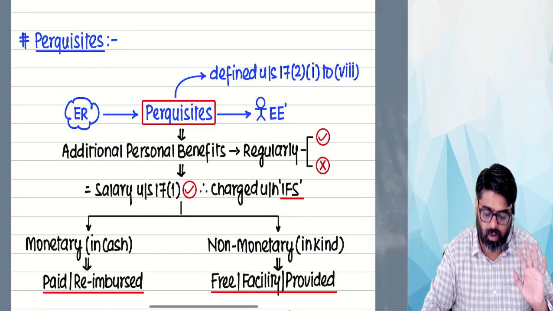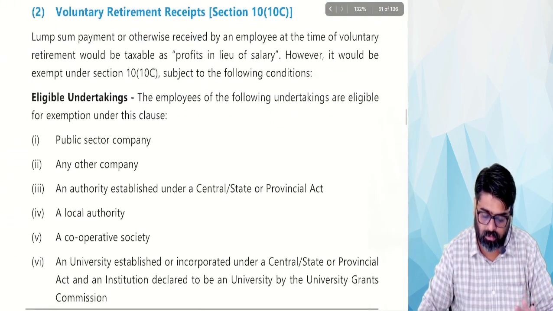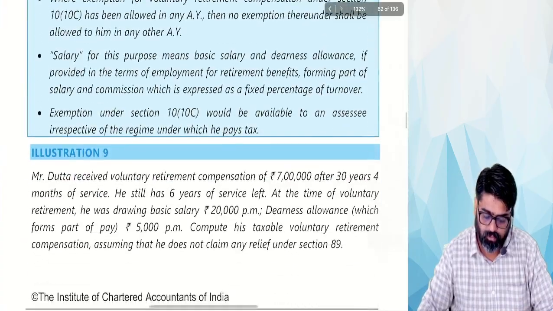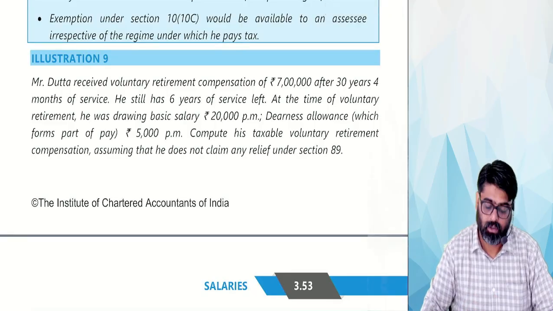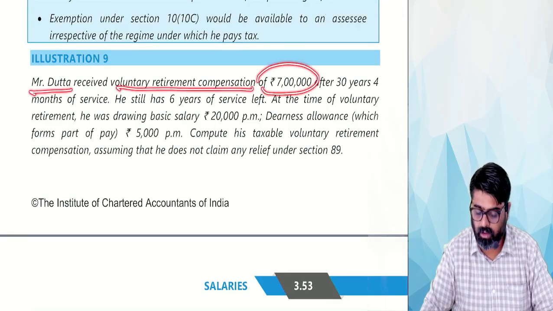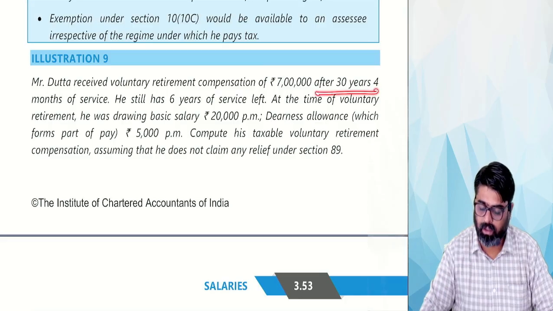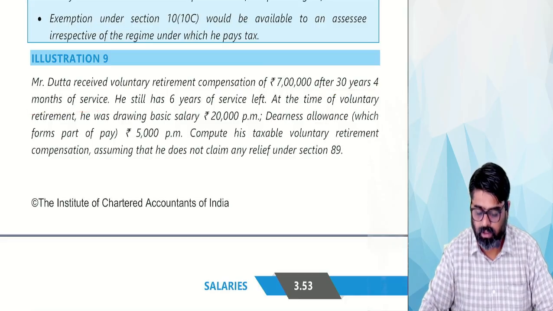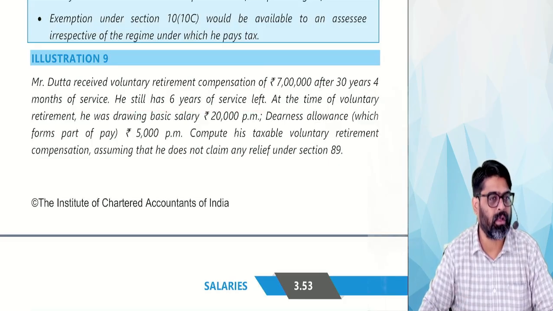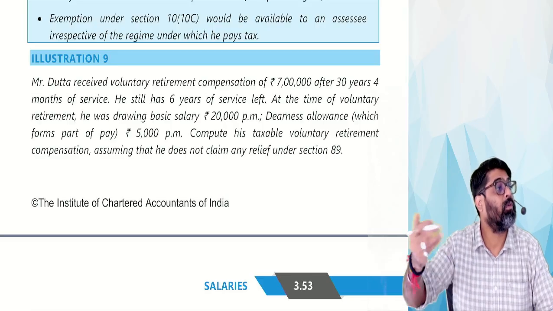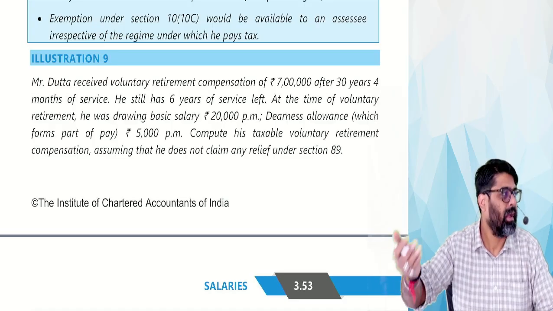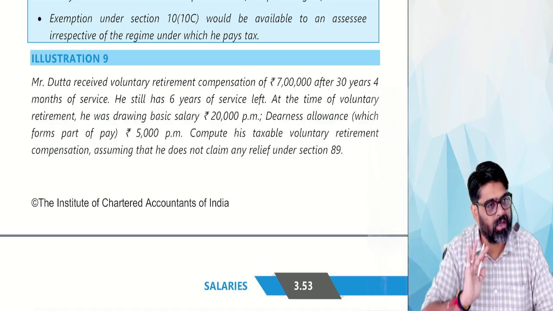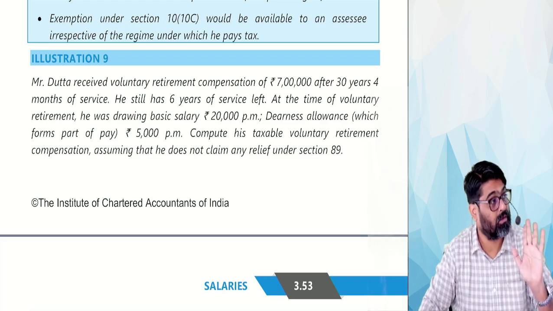But before that, one small question we are going to solve. Small question, very small. Question number 9. See how difficult this question is, you will come to know. Mr. Datta received voluntary retirement compensation of 7 lakh after 30 years and 4 months of service. He still has 6 years of service left. Meaning, at the time of taking voluntary retirement, he could still work for 6 more years, but before the age of retirement comes, he is taking voluntary retirement. So 6 years of service still remaining.